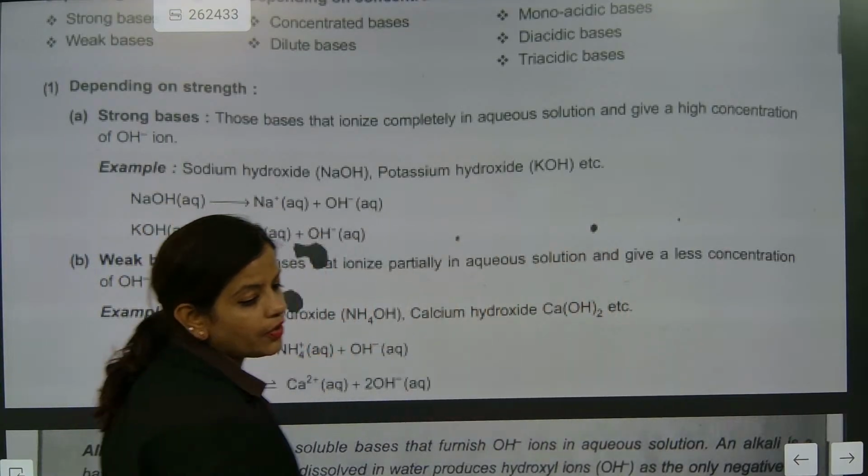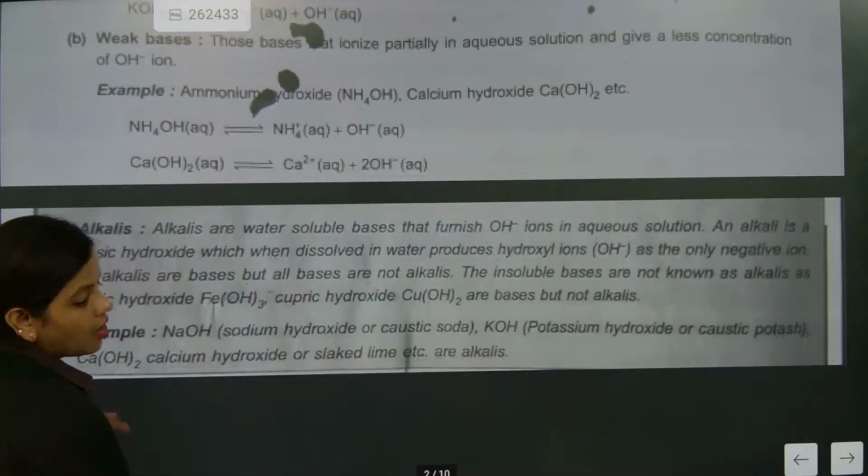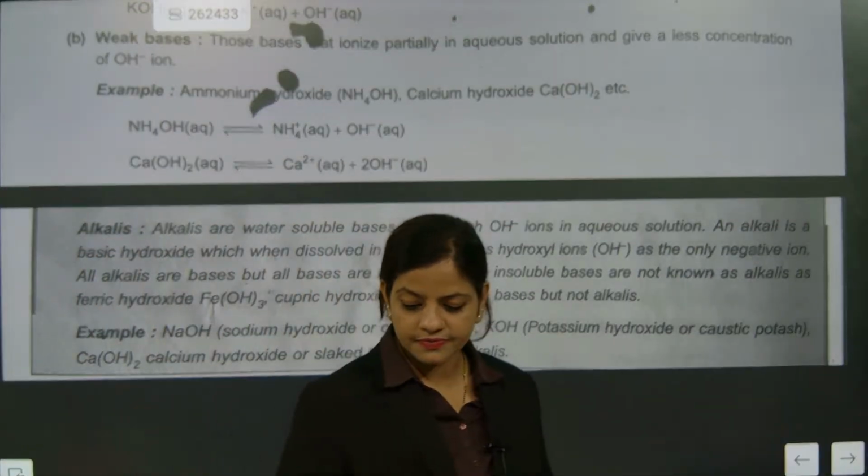Now quickly we are going to wind up and go to alkalis. What is the meaning of alkalis?